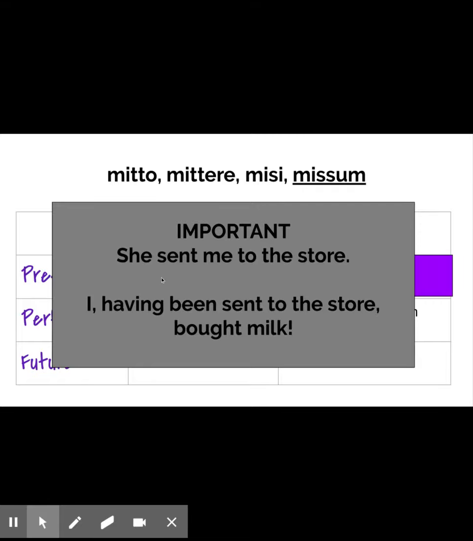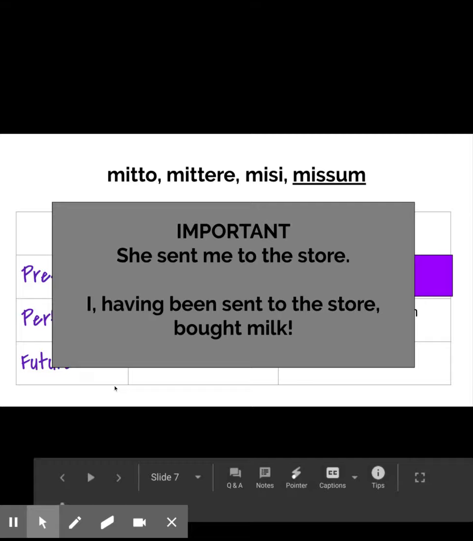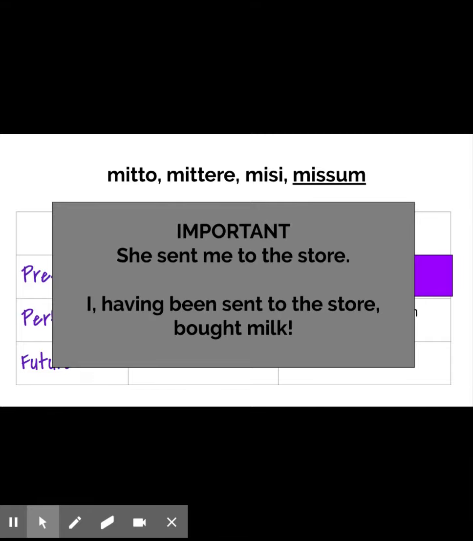In the first sentence, sent is a verb. Sent is not describing anything, it is just an action. But in my second sentence, I, having been sent to the store, bought milk, I'm describing someone. I am describing myself. I have been described as having been sent to the store. But if you ever get mentally stuck trying to figure out whether something is a verb or it is a participle, try adding having been in front of it. Does it make sense? For example, she, having been sent me to the store, doesn't make any sense. But if I took off I, sent to the store, bought milk, that makes perfectly good sense.